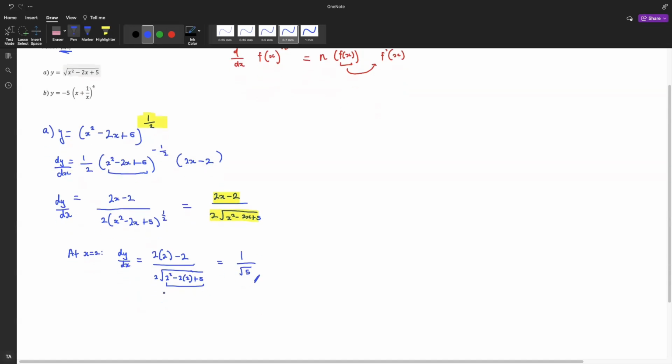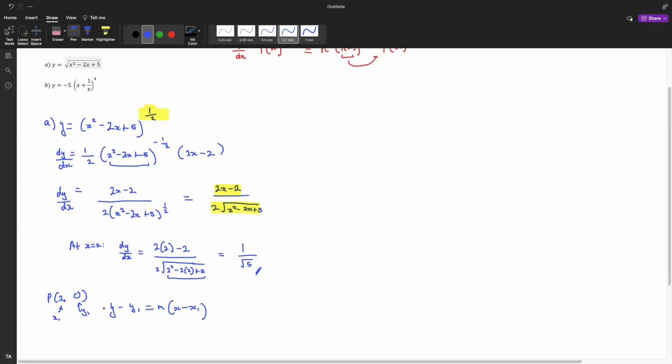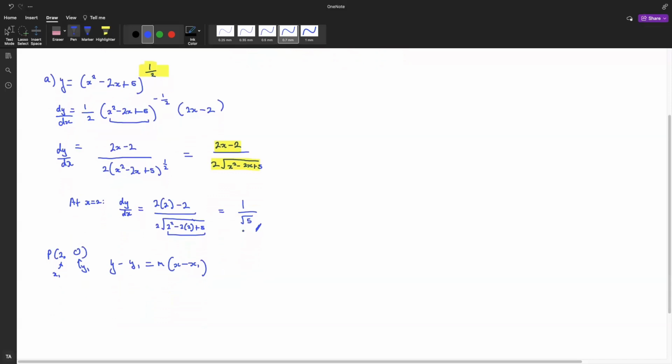Now, using our point-gradient form, we know that to find the equation, we will do y minus y1 is equal to m times x minus x1. Also, the point that we had was 2 and 0, so point P is (2, 0). So 2 becomes our x1 and 0 becomes our y1, and this would be our m.